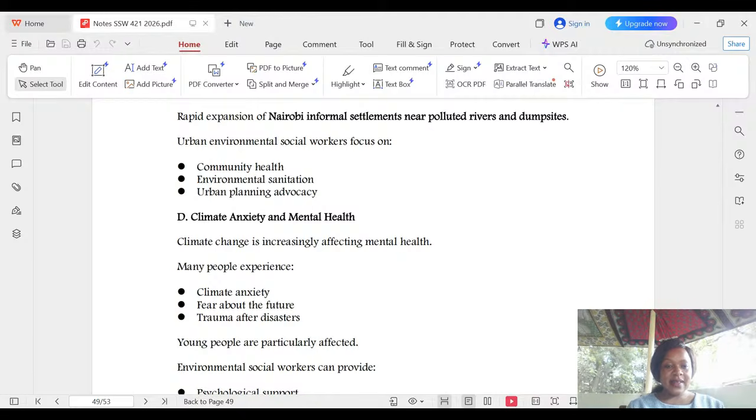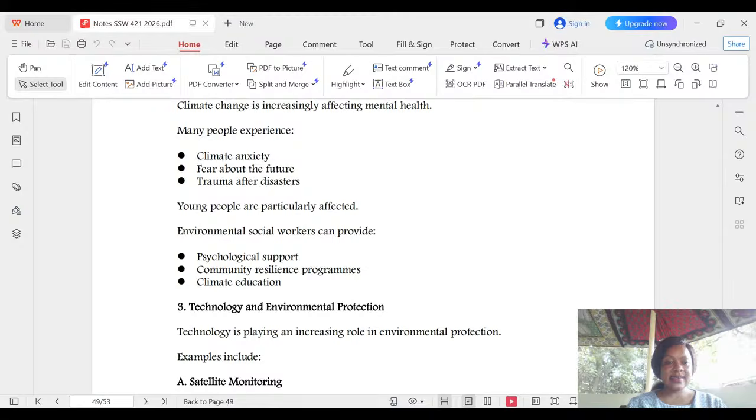Climate anxiety and mental health. Okay, all these things about climate change, sometimes just reading them on social media or seeing them affects people's mental health. So many people will experience climate anxiety, fear about the future, trauma after being affected by disasters. Young people are particularly affected because they're thinking about what future they will have, and what you can do to support them is provide psychological support, community resilience programs, helping communities to be resilient, to be able to manage when disasters strike, provide climate education, and others.